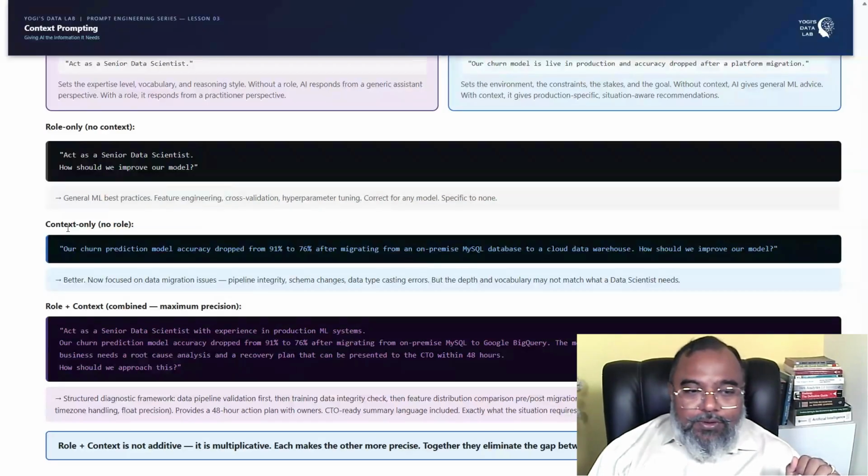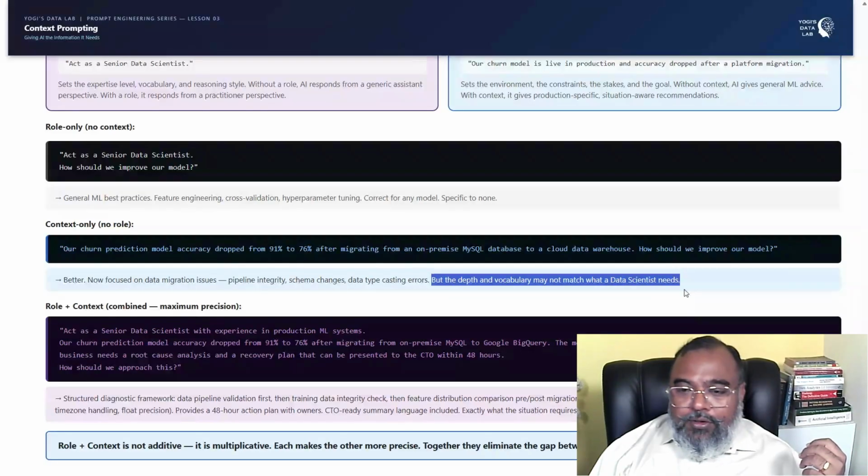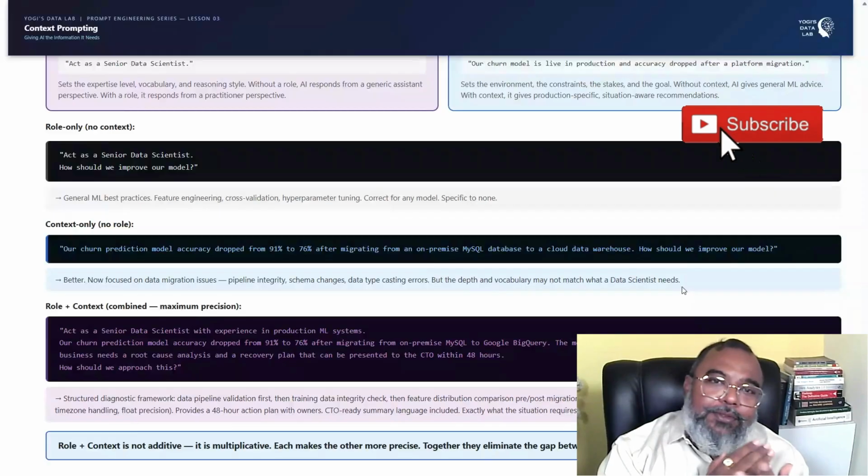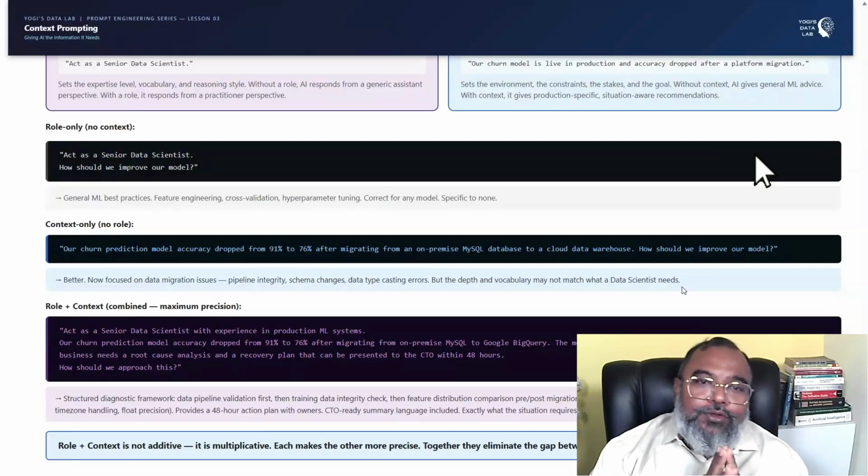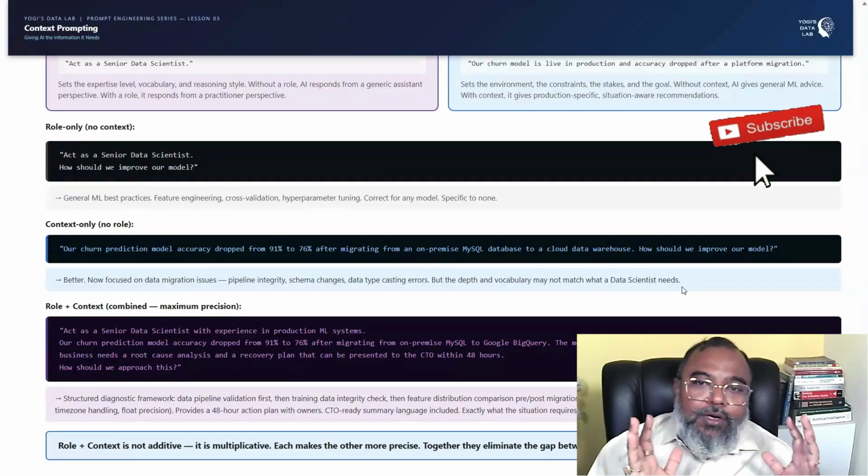When you talk about context only, what is the prompt you're giving? A churn prediction model accuracy dropped from 91 to 76 or 78, whatever you saw, after migrating from on-prem MySQL database to a cloud data warehouse. How should we improve our model? So you gave a complete context. So it is now better focused on data migration issues, pipeline integrity, schema changes, data type casting errors, but the depth of vocabulary may not match what a data scientist needs. Because it is just a migration that has happened, it will concentrate only on the migration if it knows about the context. But what if I combine both of them?